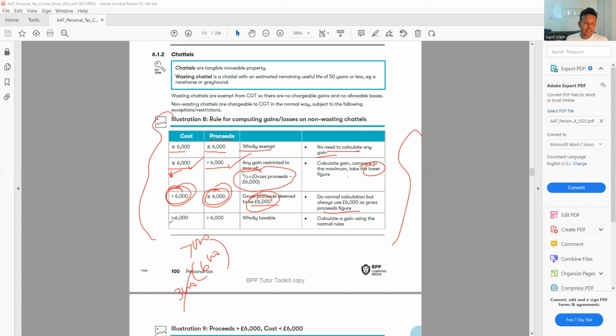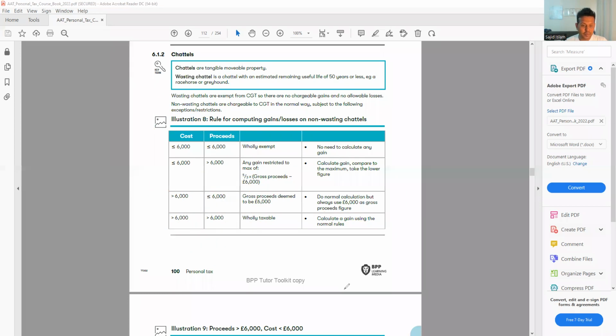Then more than 6,000 and more than 6,000. If the cost is more than 6,000 and if the disposal is more than 6,000, it will be wholly taxable. That means you have to calculate the gain using the normal rules. Okay, let's have a look. Maybe if we do one question, it'll be more clear.